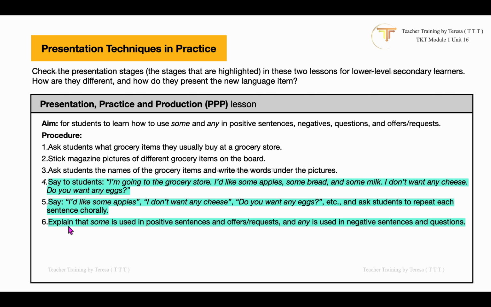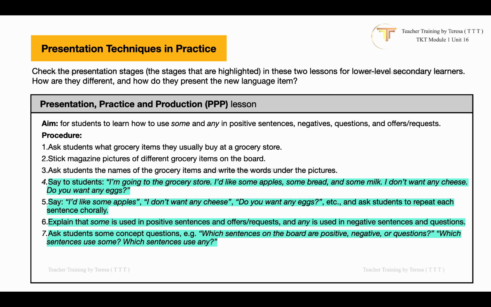6. Explain that some is used in positive sentences and offers or requests, and any is used in negative sentences and questions. 7. Ask students some concept questions. Example, which sentences on the board are positive, negative, or questions? Which sentences use some? Which sentences use any? 8. Give students a gap-fill exercise, where they complete sentences with some or any.